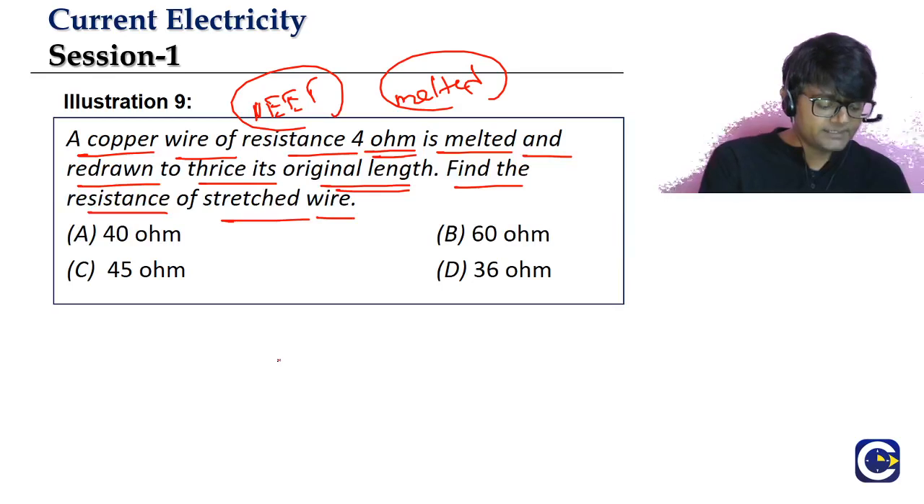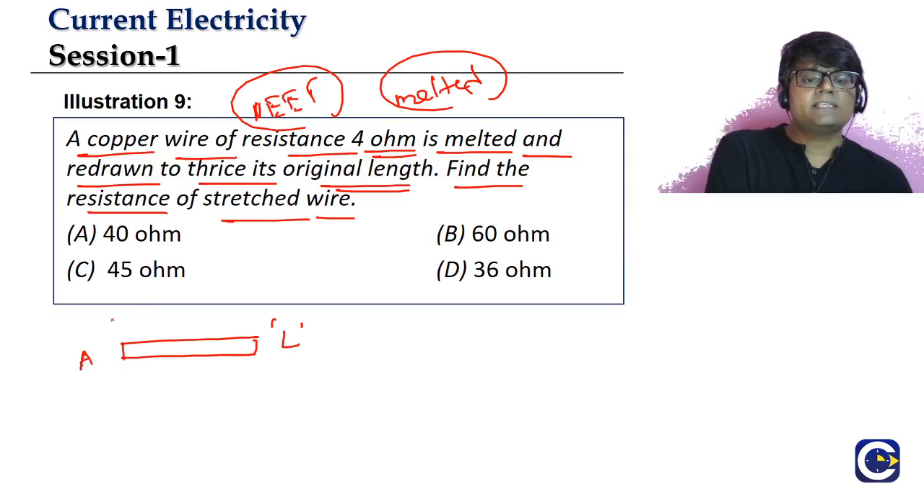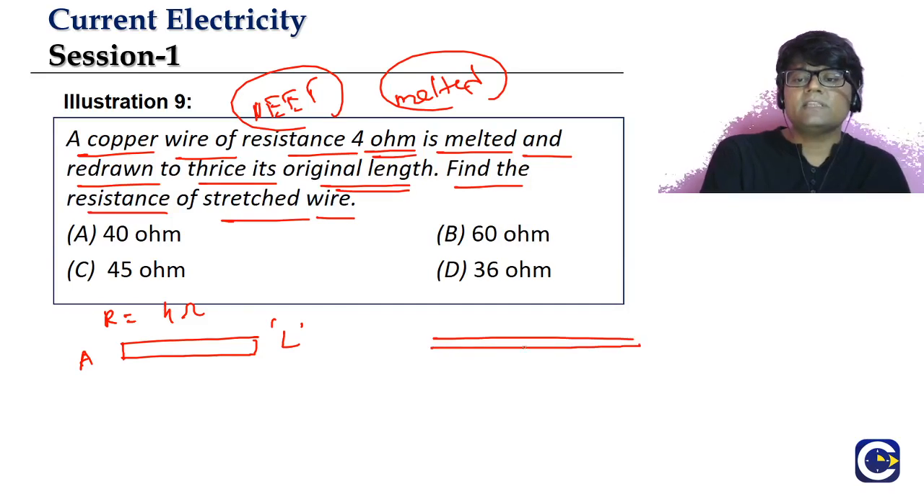Think about it, guys. We have a normal wire, let's say of some length L and area of cross section A. For this, what is the resistance? R is given to us. What is the R value? 4 ohms. Okay, let's keep it. Now we are melting it and making it into thrice the length. Guys, we must understand one thing.